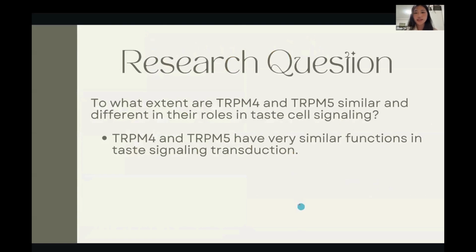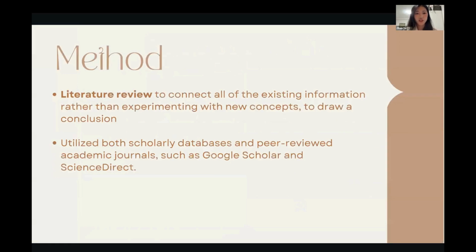So my research question is, to what extent are TRPM4 and TRPM5 similar and different in their roles in taste signal context? Because they're very similar as they both handle bitter, sweet, and umami taste stimuli, I wanted to focus on how they're different and similar and how they work in taste signal transduction. My method is a literature review to connect all of the existing information. So rather than experimenting with new concepts, I wanted to draw conclusions on existing data. And I did this by utilizing scholarly databases and peer-reviewed academic journals such as Google Scholar and ScienceDirect.